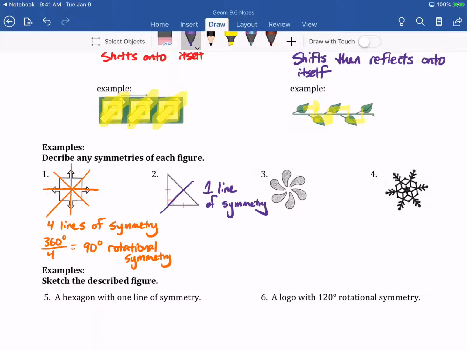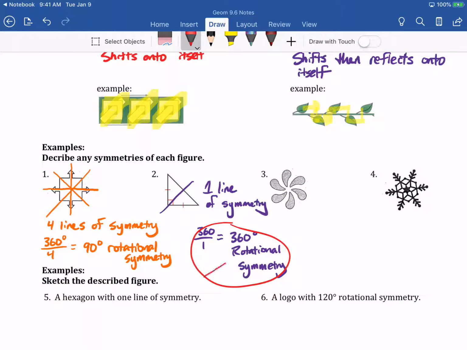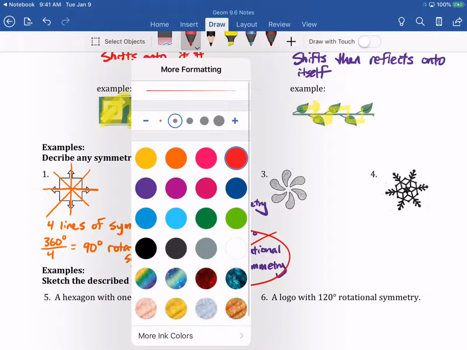Okay, and if we take 360 degrees and divide it by 1, I mean, technically, sure, you could say it has 360 degree rotational symmetry, but every figure has 360 degrees rotational symmetry, because if you take something and turn it around completely, a 360 degree turn, it's going to look the same either way. So typically, we don't usually say something has 360 degrees rotational symmetry. Everything does, so it doesn't make sense to say that about every single object.